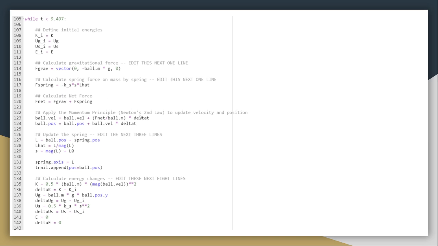The velocity and position were updated using the velocity update and position update formula. And down here is where delta K, delta UG, and delta US are calculated.